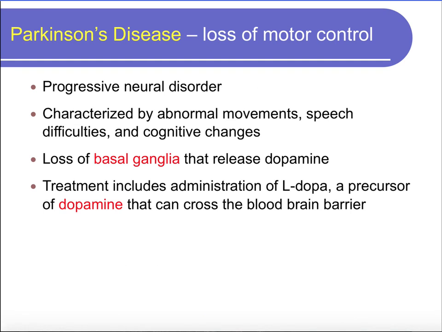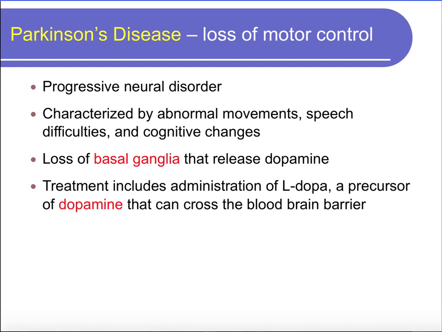And one disease that's related to loss of motor control is Parkinson's disease. This is a progressive neural disorder, so it's a neurodegenerative disorder, meaning it's progressive, so it's going to continue to degenerate. And it's characterized by abnormal movements, speech difficulties. You can also have cognitive changes. And it results from a loss of dopaminergic neurons in the basal ganglia. So, neurons that secrete the neurotransmitter dopamine in the basal ganglia start to essentially degenerate. So, you lose these neurons. And so, you're basically going to have a loss of dopamine in the basal ganglia.